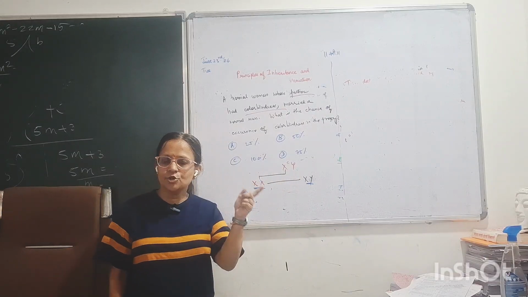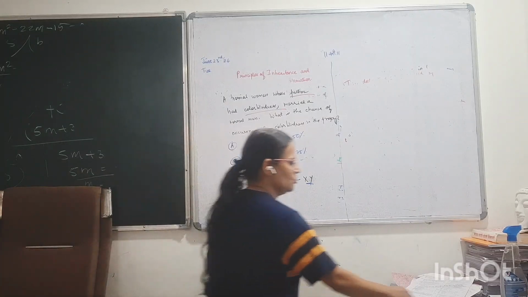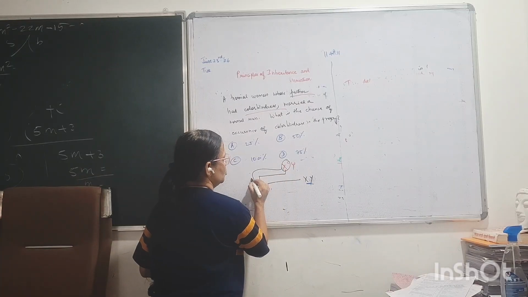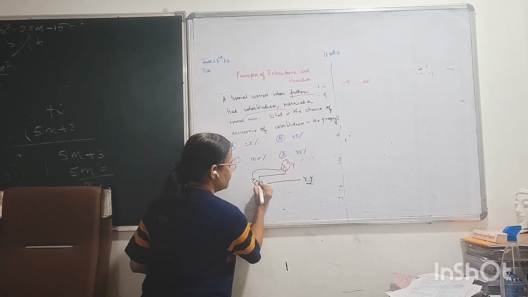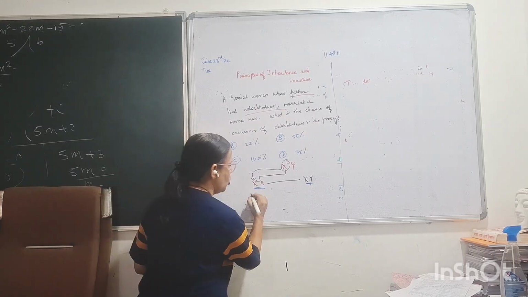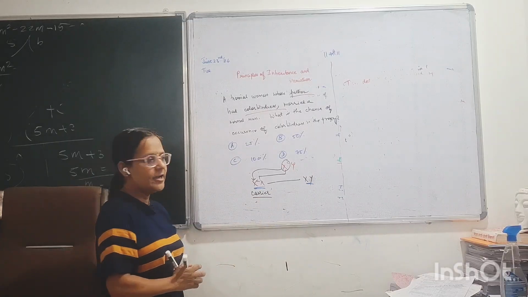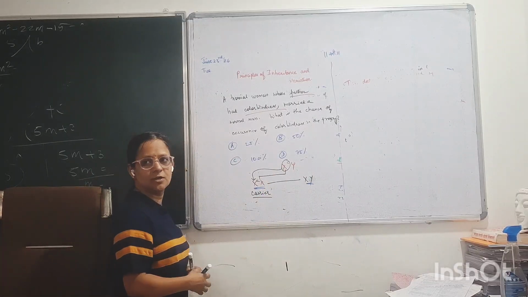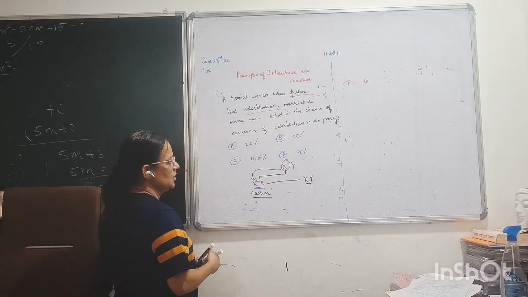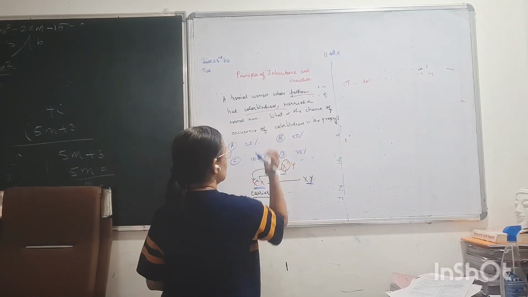Now we know that the X chromosome of the father goes to the daughter. That means this X chromosome will go to the daughter. So the daughter will have one chromosome which carries color blindness. She will be normal, but she will be a carrier woman. Why? Because she is getting the X chromosome from the color blind father. Now she is marrying a normal man. So let us see what percentage of progeny will have color blindness.